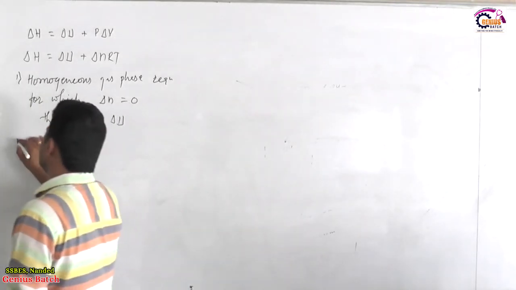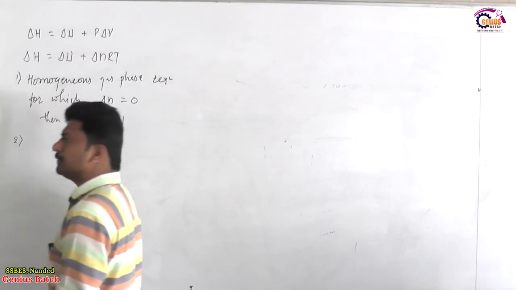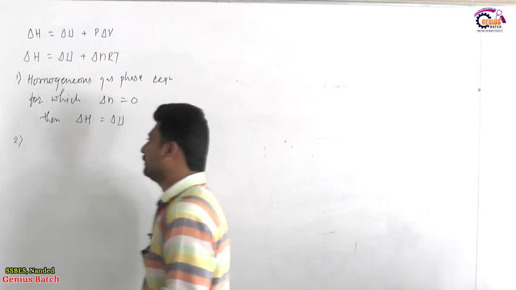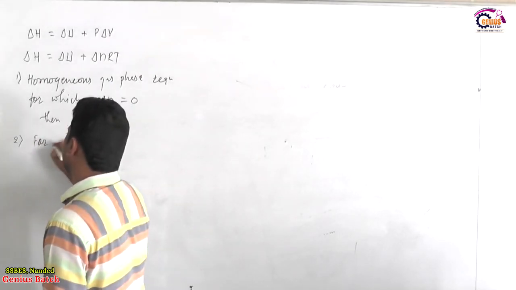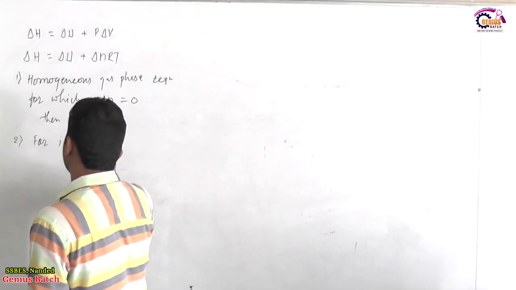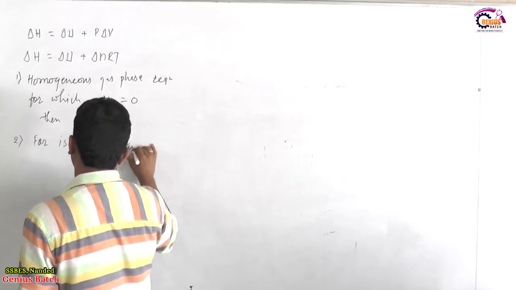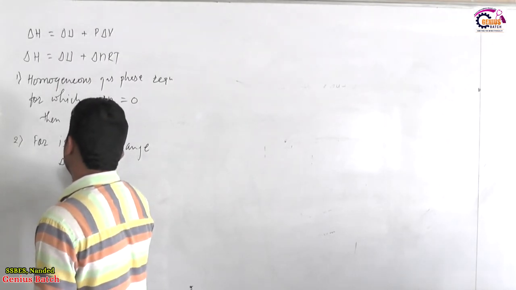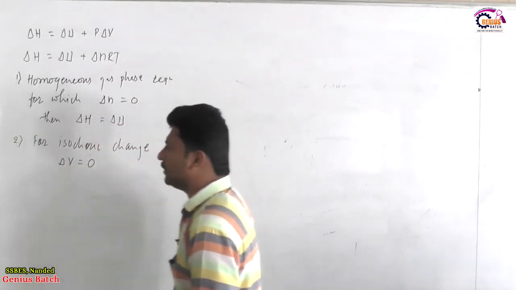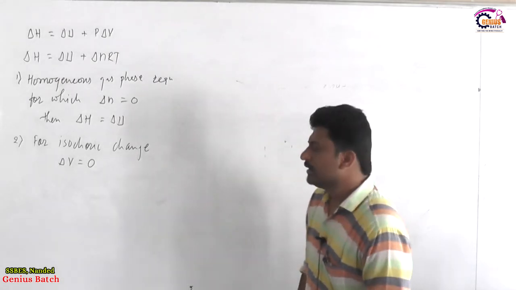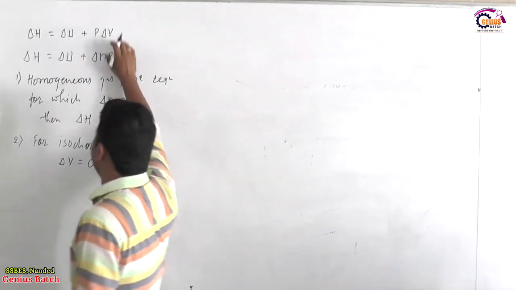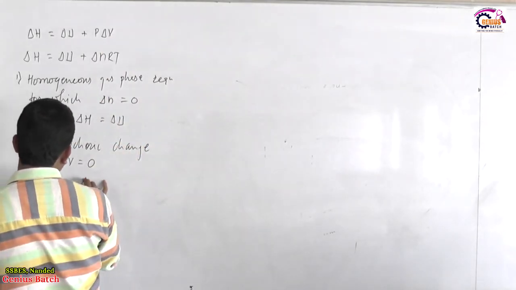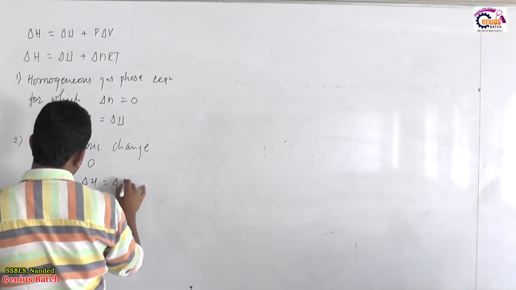Next, suppose a system is a closed container and a process is conducted in an isochoric manner. For an isochoric process or isochoric change, we have a basic conclusion that delta V is equal to 0. Now when the term delta V is 0, the first term P delta V becomes 0, and in conclusion we can say delta H is equal to delta U.